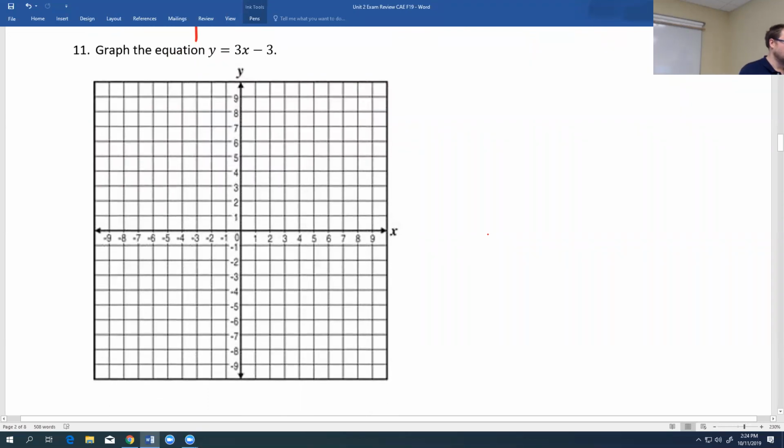Okay. Graph the equation 3x minus 3. So put our y-intercept there at -3. Our slope is 3, so I'm going to count up 1, 2, 3, and then 1 to the right, and then mark another point. Some people like to put in an extra point for good measure, if you want.